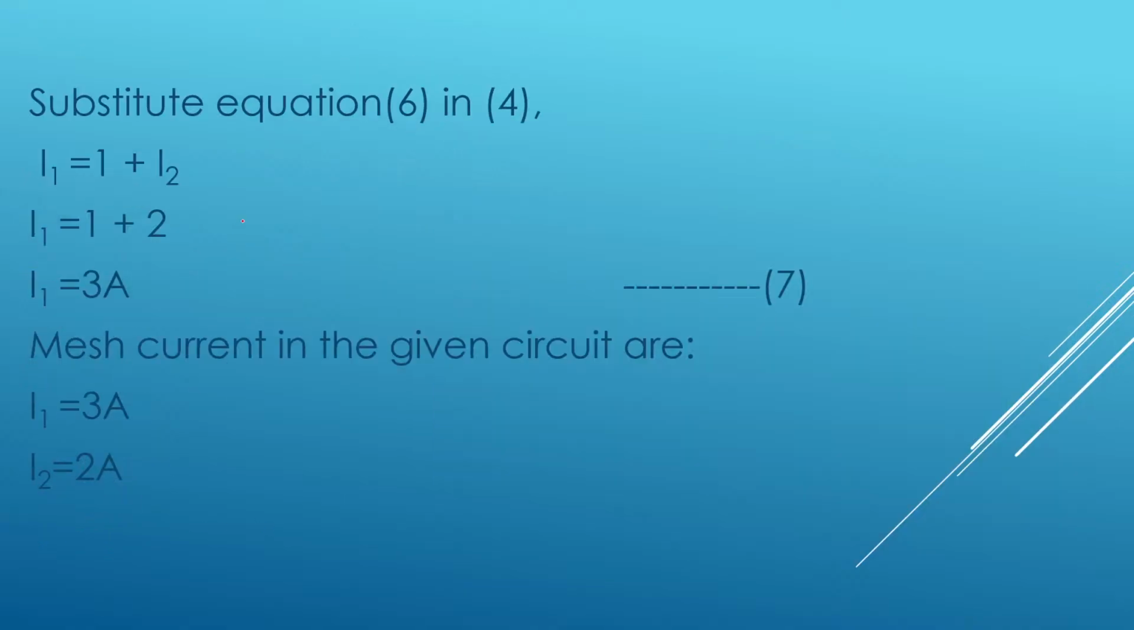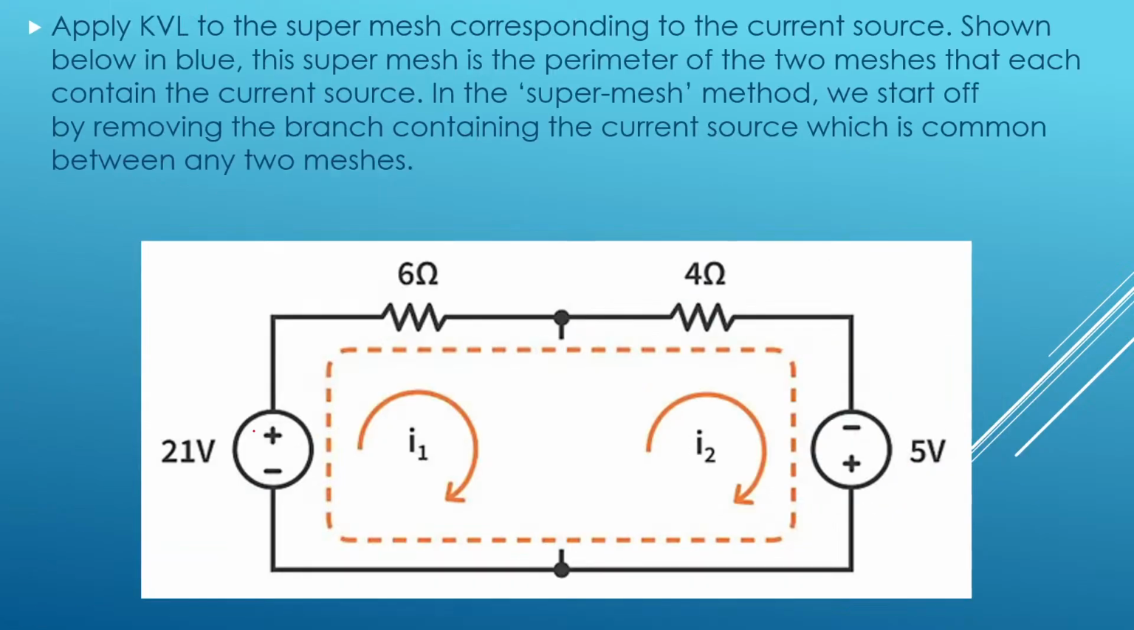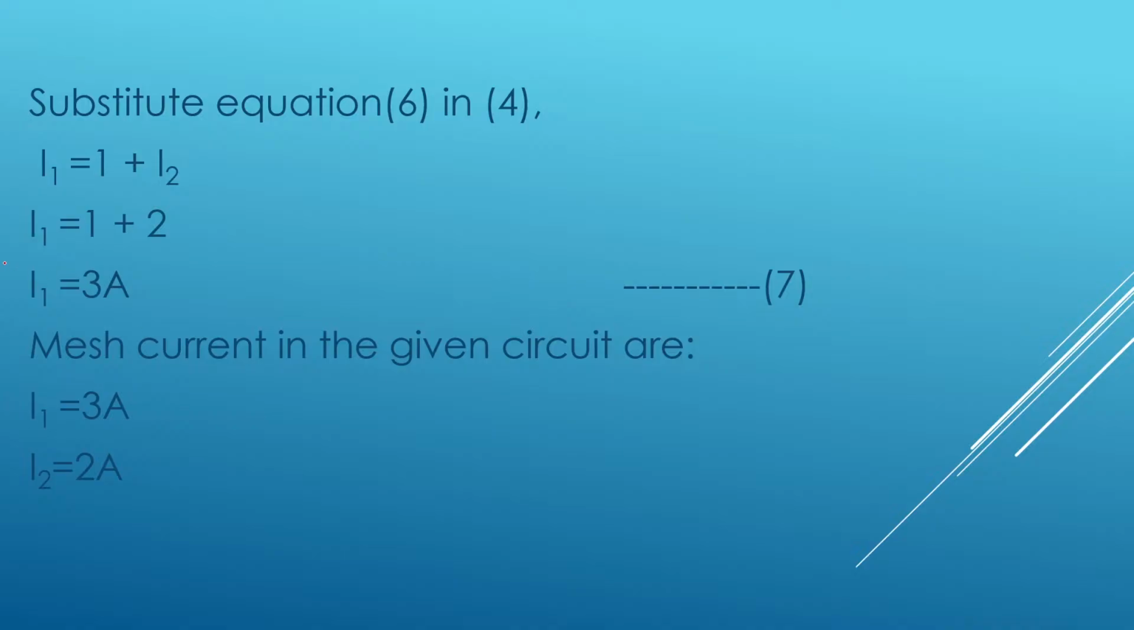Now you have got the I2 value. You just substitute it in your equation 4, and you will get the I1 value. This is the I1 value that we have got. So I1 and I2 are the mesh currents for the given circuit.